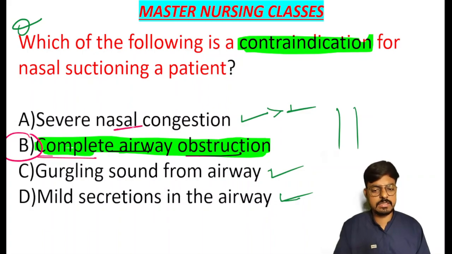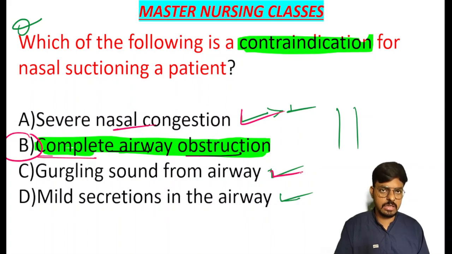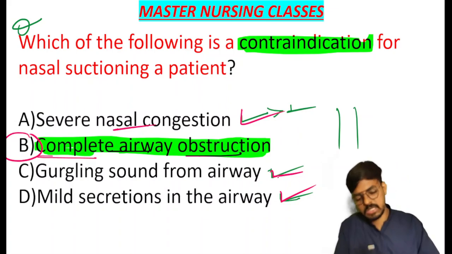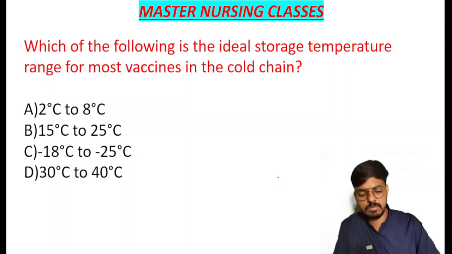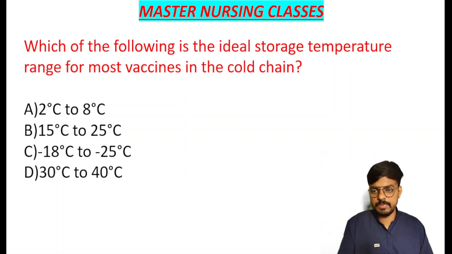Severe nasal condition, we can do the suctioning, which is not contraindicated. Gurgling clearly indicates we can do the suctioning; it is also not contraindicated. Mild secretion in the airway is also an indication for suctioning, not a contraindication. Hope the concept is very clear for you. So here's the next question.